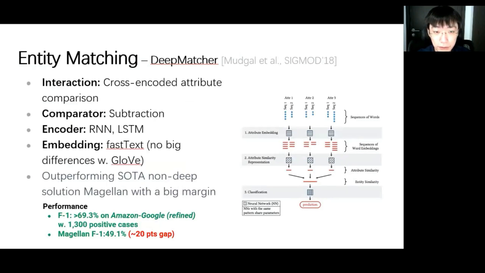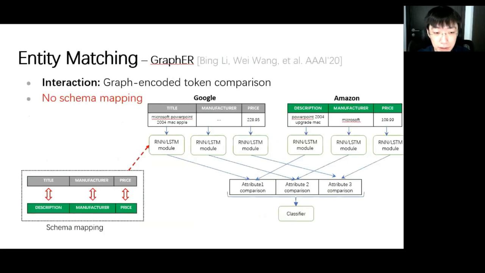By default, the embedding of the model is fastText, although in the experiment part they also claim that there is no big difference between fastText and GloVe. The experiment shows that on the refined Amazon-Google dataset, the model achieves 69% F1, which is 20 points better than Magellan.